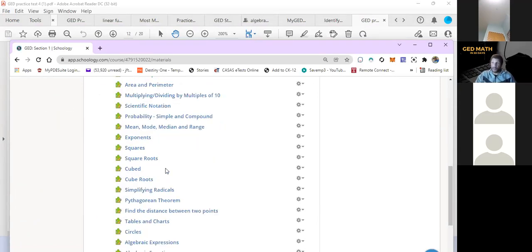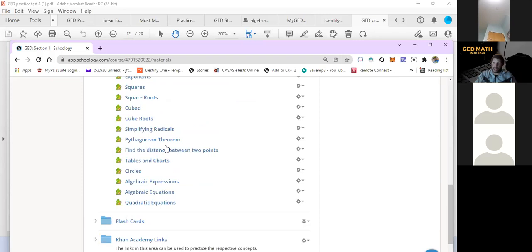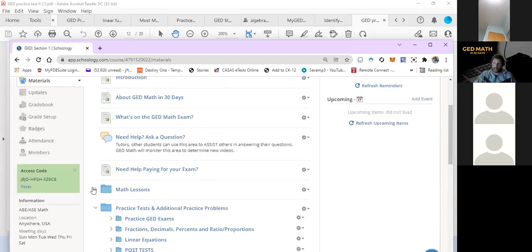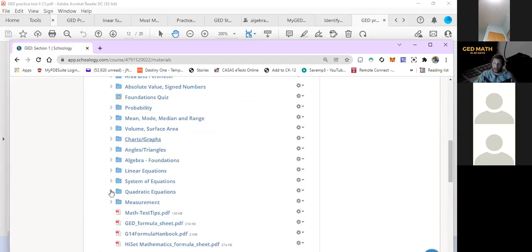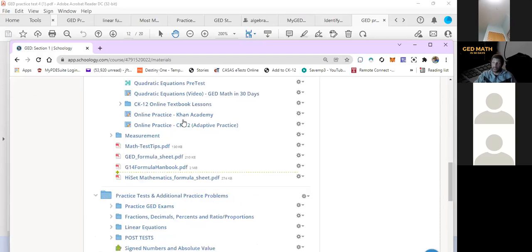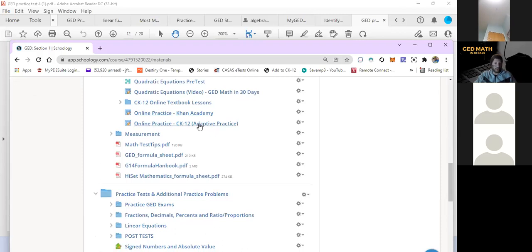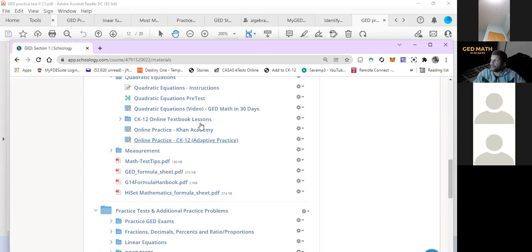So if you got area and perimeter wrong, click there. If you got mean, mode, median, and range incorrect on your exam, go there. So the practice test, and even my practice test on this site, will help you identify what you need to practice in. Not only do I have practice here, but I also have practice in the math lessons. So if you want to practice quadratic equations, again, Khan Academy or CK12. So you can either do the individual ones or go in lessons and have them online.